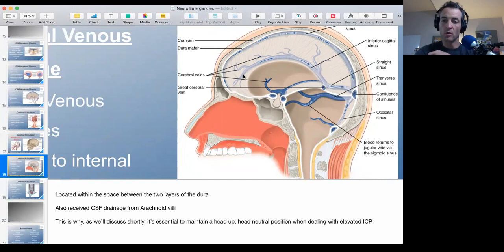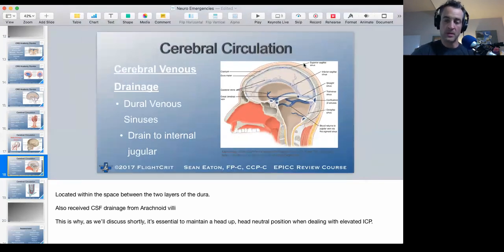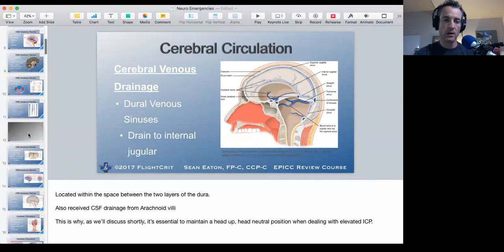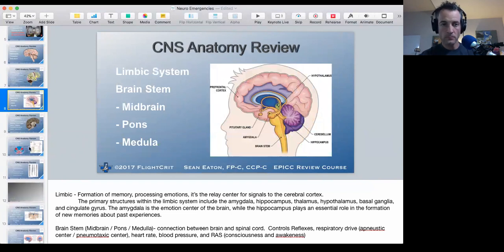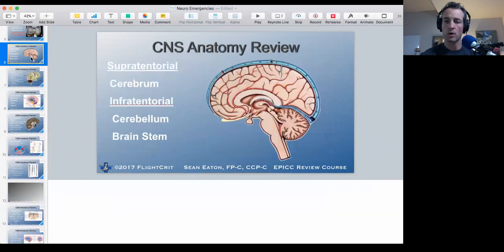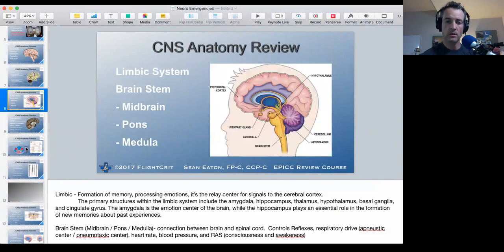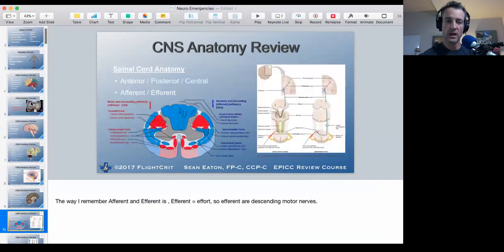Okay, so if you have an obstruction anywhere within this venous circulation, that can cause increased ICP. One thing that I wanted to mention earlier, I'm going to go back real quick just to hit on this. We're going to talk about this more when we get to ICP management. But remember what I was saying. Let me find the proper slide for this.